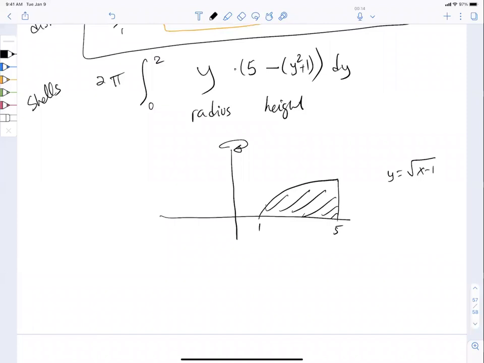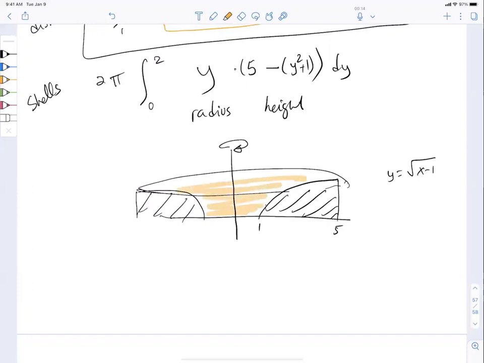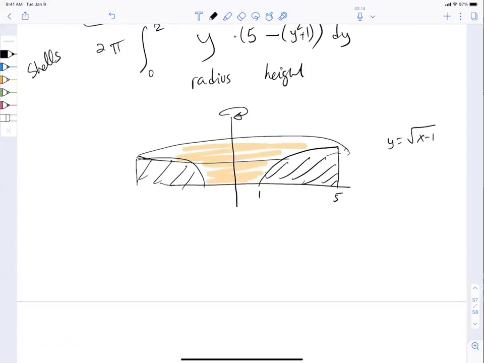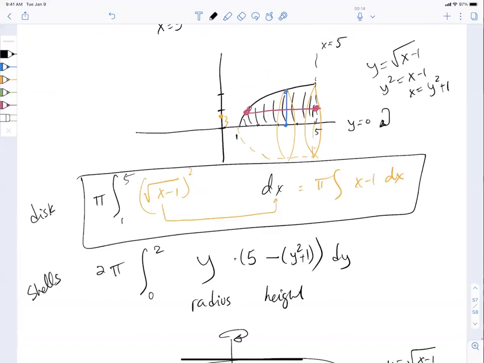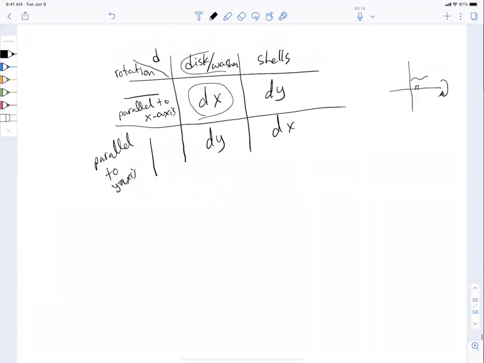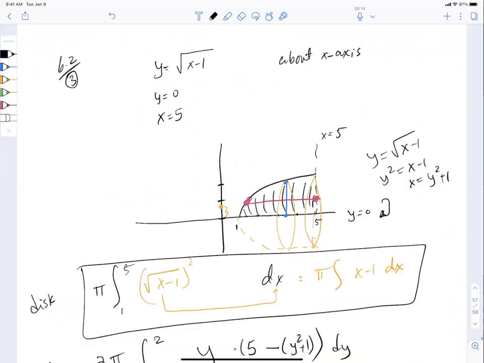Let's rotate it about the y-axis. So we expect something like this, by rotation. I'm going to do the disk method, but in this case it's going to be the washer method, because there is going to be a hole in the middle, right? So again, if I'm rotating about the y-axis, going back to my chart, I'm doing a disk or washer method, and I'm rotating about something parallel to the y-axis. So now it's going to be dy.